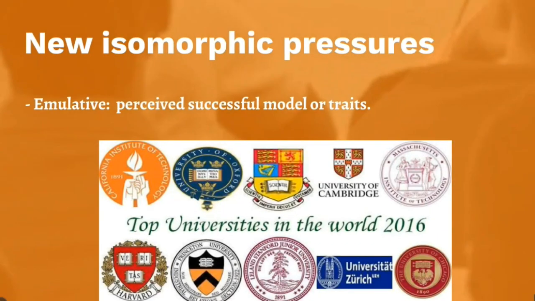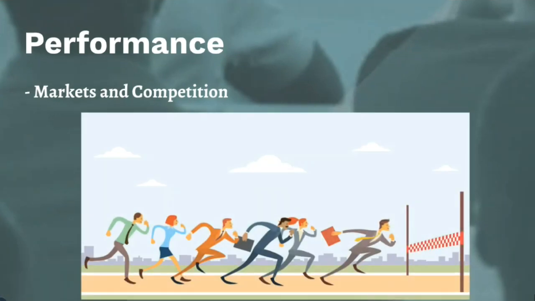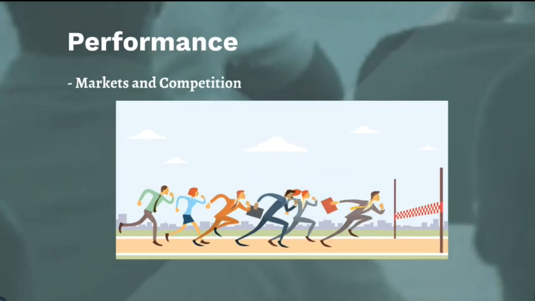If we now look at some of the new isomorphic pressures, we see that institutions in a field emulate or mimic the models and traits of other institutions within their field that they perceive to be more successful. So, for example, they may think, Oxbridge is doing this, so perhaps we should do it too, and so on. The performance will be governed by competition existing within that field and the markets that they operate in. An institution is defined as fit only if it can do and offer everything that the other comparable institutions offer as well.